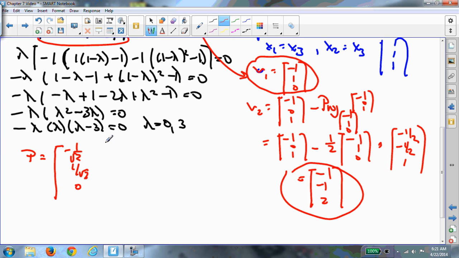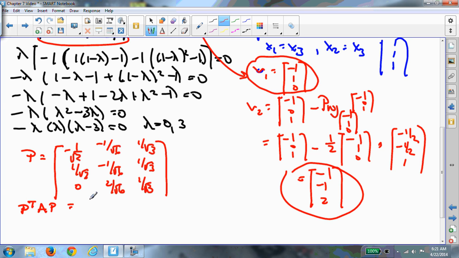And then I'll use negative 1 over square root of 6, negative 1 over square root of 6, and 2 over square root of 6, normalizing the next one. And then I'll use 1 over square root of 3, 1 over square root of 3, and 1 over square root of 3 for my last one. And now this is an orthogonal matrix. And if I do P transpose AP, I'm going to get a diagonal matrix. And the diagonal matrix would have the eigenvalues 0, 0 for the first two, and then 3 for the last one. So there's an example of orthogonally diagonalizing a matrix.